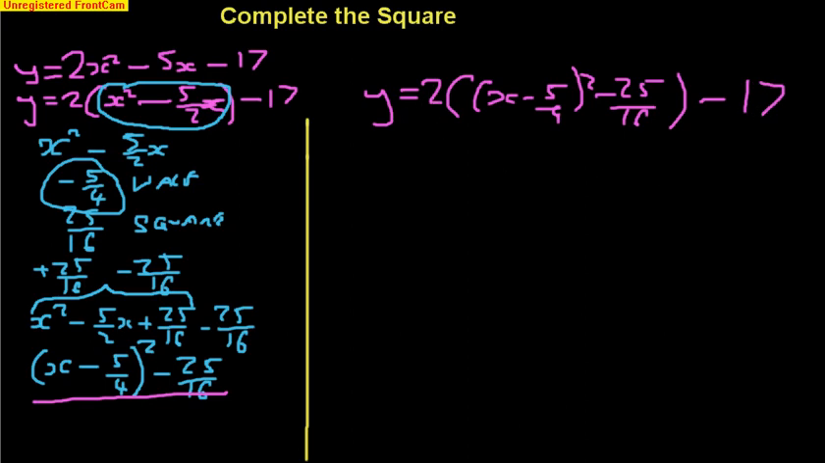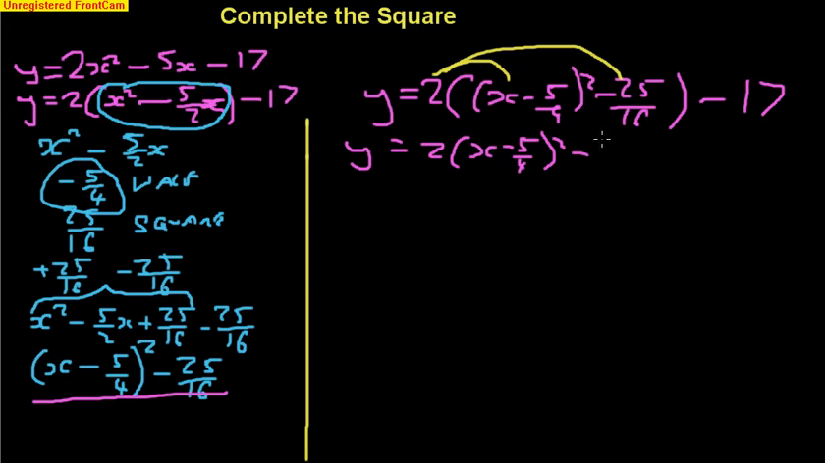Now I'm going to multiply. I'm going to multiply in that 2 times the first term, and then 2 times the second one, just to expand that bracket out. So I should get something like this. Y equals 2 times the first bit, 2 times x minus 5 on 4 squared, minus, and then 2 times 25 on 16 is 25 on 8, because the 2 divides into the 16 8 times. And I've still got the minus 17 stuck on the end.